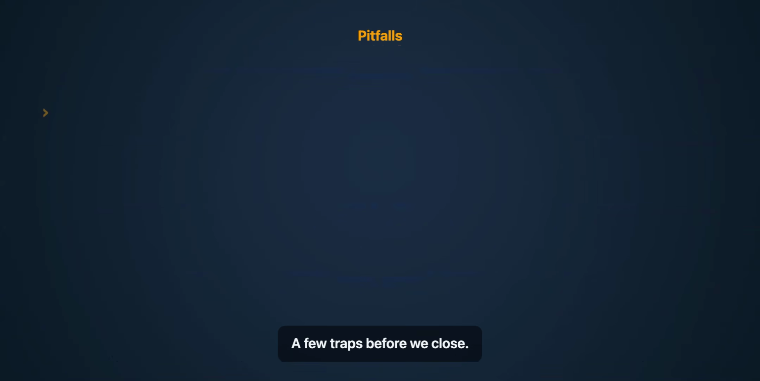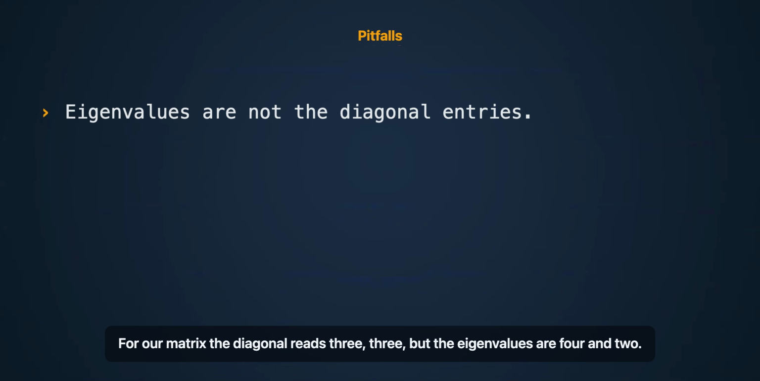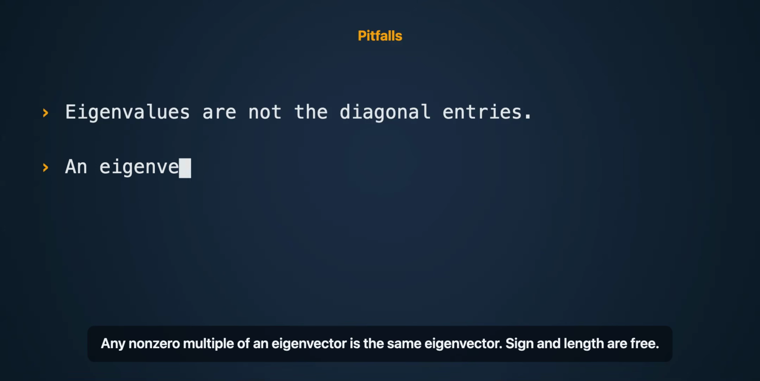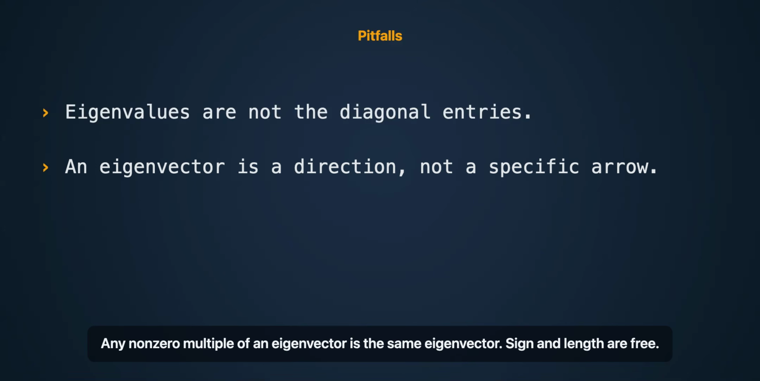A few traps before we close. For our matrix, the diagonal reads 3, but the eigenvalues are 4 and 2. They are not the diagonal. Any non-zero multiple of an eigenvector is the same eigenvector. Sign and length are free.